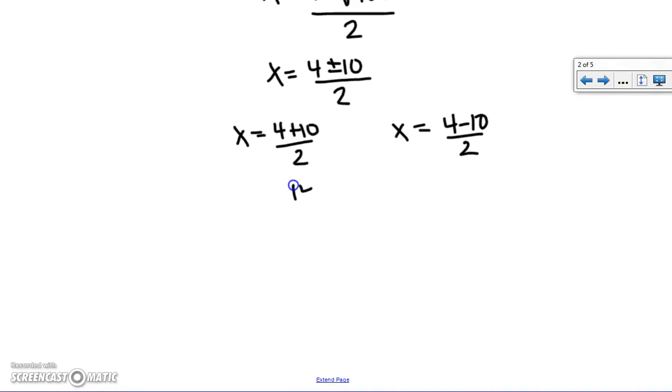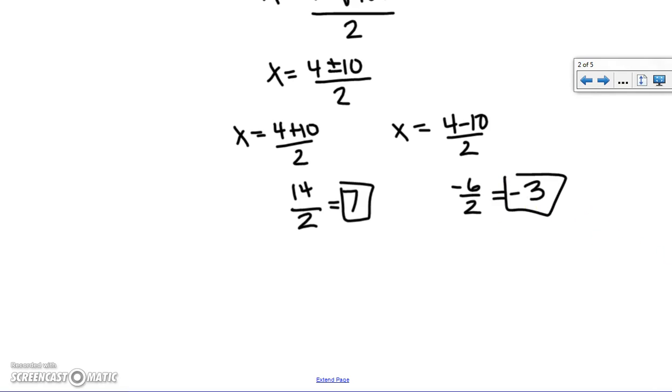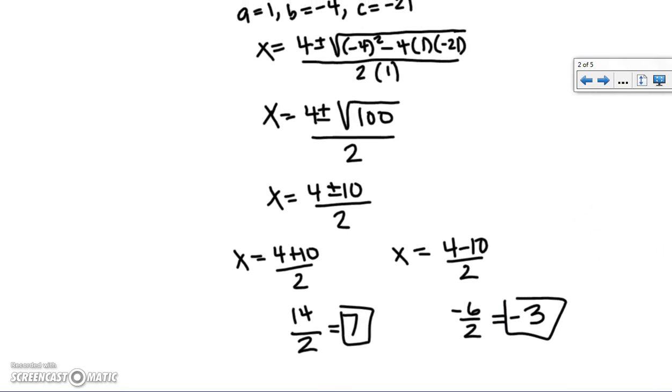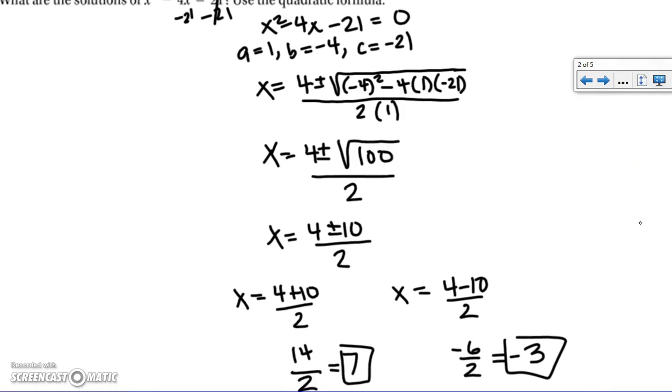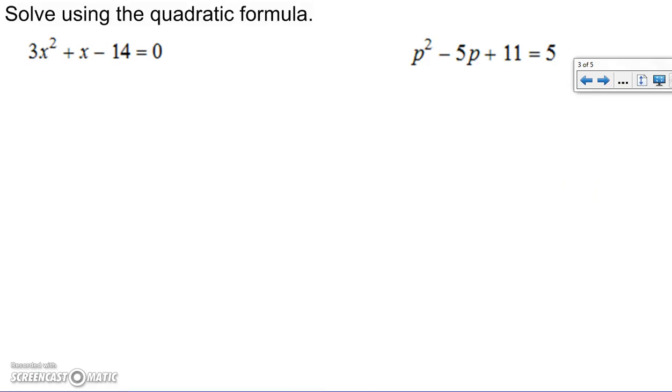So that gives me 14 over 2, which is 7, and negative 6 over 2, which is negative 3. So once again, I'm plugging my a, b, and c into my quadratic formula. Simplifying, I get 7 and negative 3. We've included a few more examples to go through with you now.